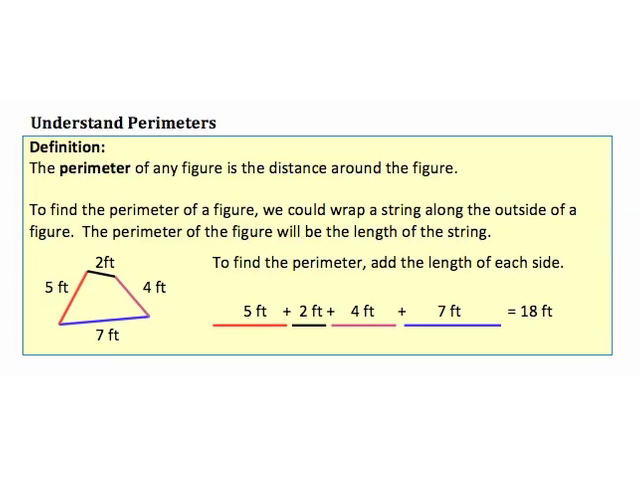And you can see here that we've got this figure, and we've wrapped the string around it, and each of the sides has a length. And so to find the perimeter, all we would have to do is add up the length of each of the sides, which would in the end be the length of that string. So in this case, if we added all these lengths up, 5 feet, 2 feet, 4 feet, and 7 feet, we end up with a perimeter of this figure of 18 feet.